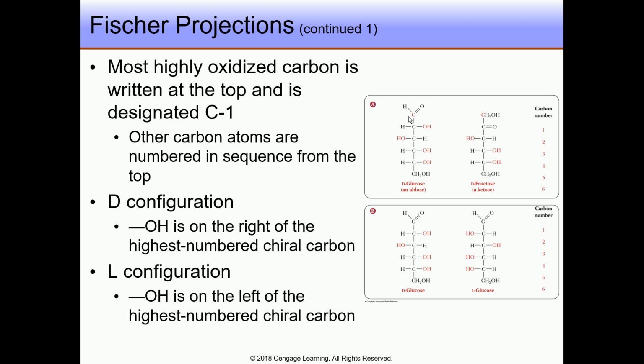So this is the example of glucose, which is an aldose, and it can exist in the form of stereoisomers. If the OH group is on the right of the highest number chiral carbon, okay, now this is a chiral carbon, this is not a chiral carbon. In glucose there are 4 chiral carbons, 4 asymmetric carbons.